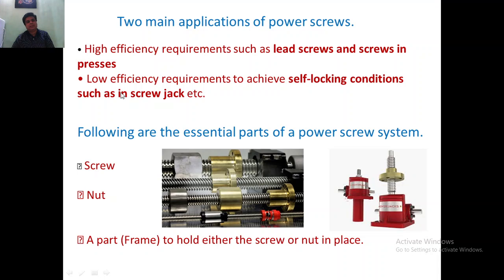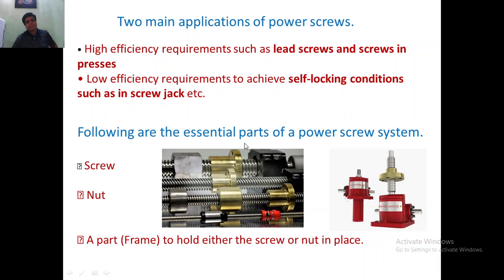This we'll analyze later. For example, in a screw jack, it raises the load and holds the load at a particular point. There the requirement is low efficiency. Whereas in lead screws and fly presses, the load has to be applied. We are not holding the load; it's applied on the surfaces. That is called high efficiency requirements. These two you will understand later when we go into detail regarding self-locking and overhauling conditions.